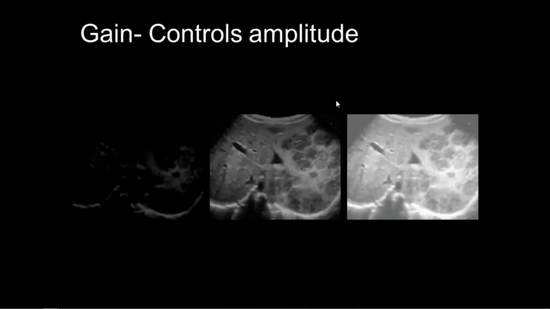So gain is basically the volume knob on the machine. It controls the amplitude of the signal. So on the left we see the image is too dark, on the right we see it's too bright, in the middle it's just right. Just like any good black and white photo, there should be black and white in shades of gray visible in the image.